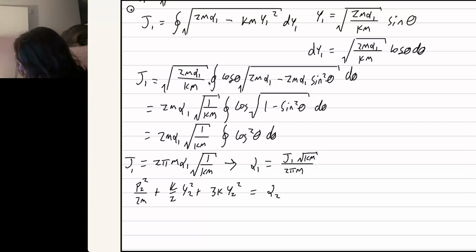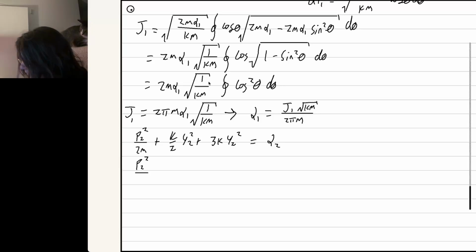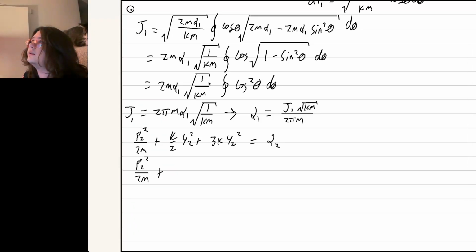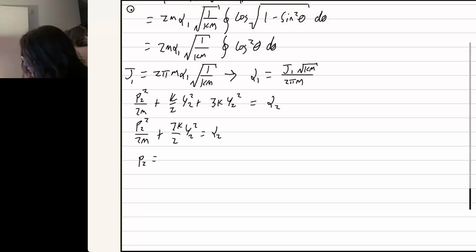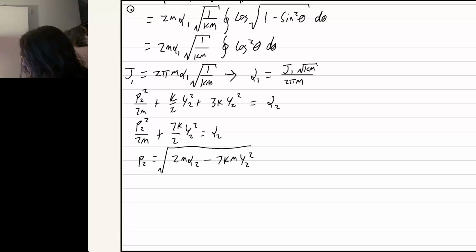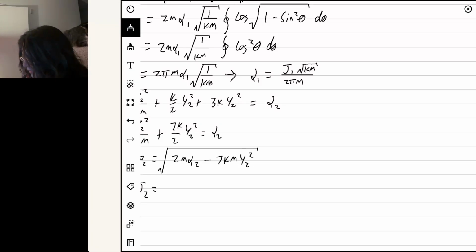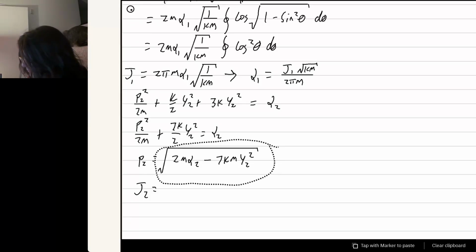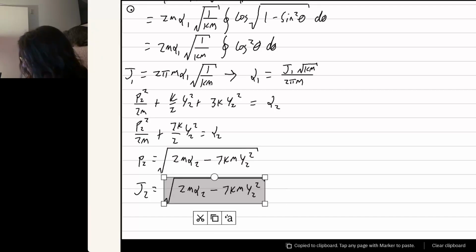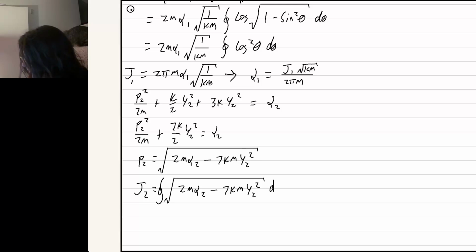Let's just collect those y2 terms actually. 3k plus k over 2 is 6k, so 7k over 2 y2 squared equals alpha 2. And this integral is actually going to be really similar to the one that we did before. So p2 is equal to the square root of m alpha 2 minus 7km y2 squared. So the action J2 will just be the integral of that with respect to y2 over a loop, dy2.